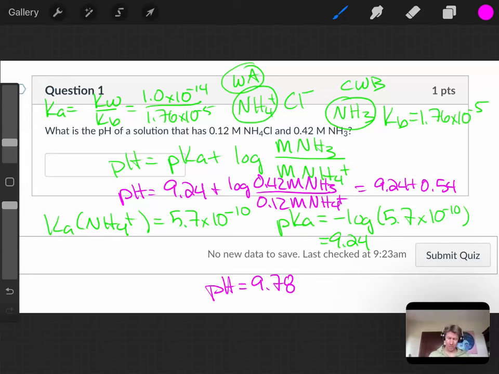I have more weak base than weak acid in my conjugate pair. That means that log term is going to be a positive, it's going to be bigger than one, which means that the log will be positive, which means our pH should be higher than our pKa value. So that makes sense.